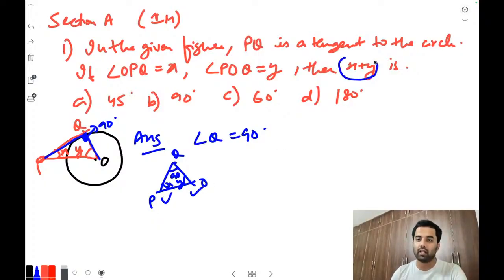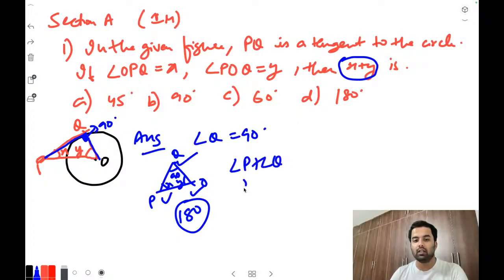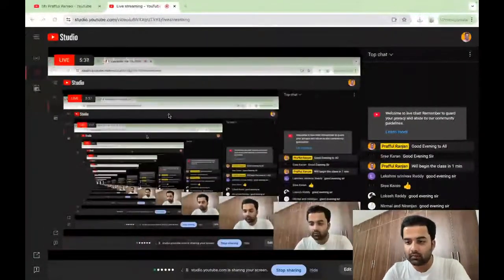The question is asking about X plus Y. For one triangle, the angle sum is 180. Q is already 90 degree. So if you add angle P plus angle O, X plus Y will be 90, which means the answer is option B. I hope this is clear now.